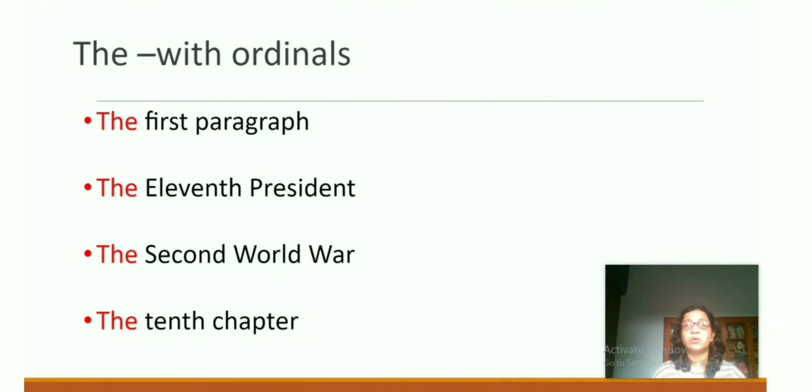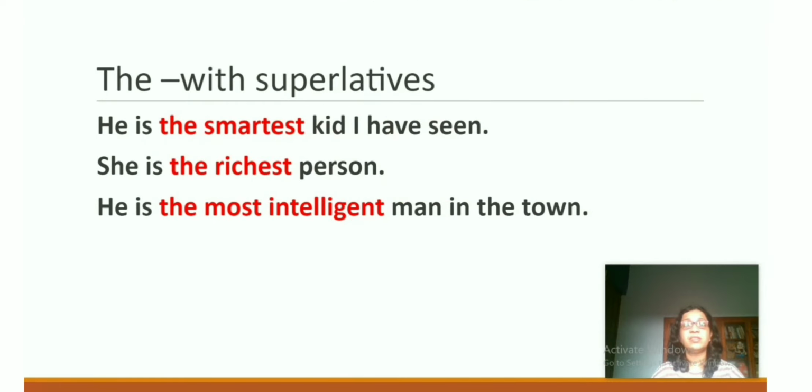Now with the ordinals, you use the article the. Now what are ordinals? First, second, third, fourth, fifth, hundredth, thousandth. They are called ordinals. You say the first paragraph, the 11th president, the Second World War, the 10th chapter. The is used with superlatives. There are 3 degrees of comparison: positive, comparative and superlative. With the superlative degree, you always use the article the. He is the smartest kid I have seen. She is the richest person. He is the most intelligent man in the town.